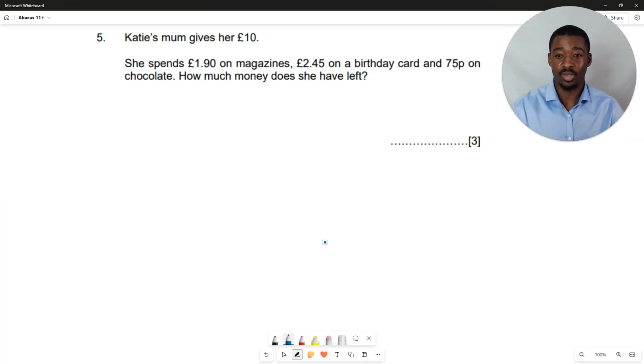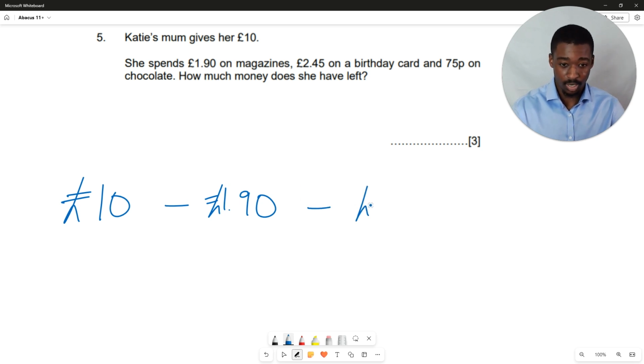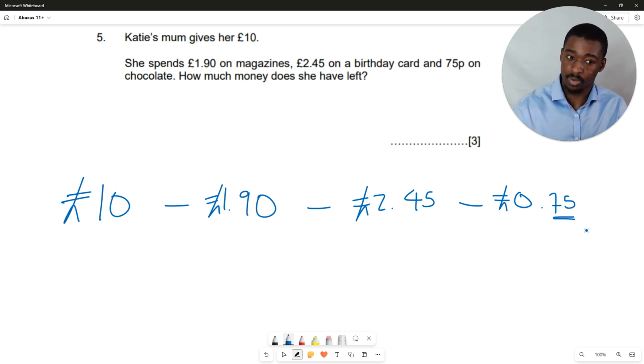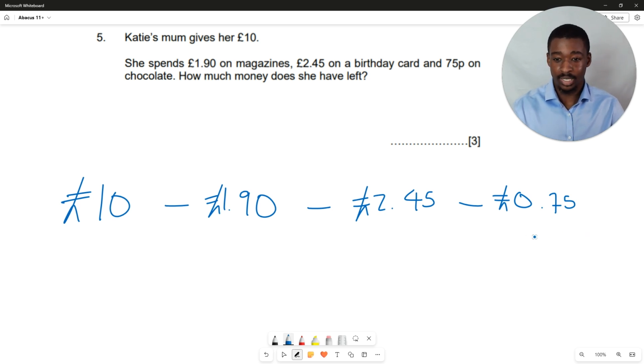So here for this question, we have to be very careful to make sure that we put everything into the same units. So Katie's mom gives her £10, right? She spends £1.90. So let's first note down the £10. She spends £1.90 on magazines. So we're taking away £1.90 from that £10. She spends also £2.45 on a birthday card, taking away £2.45. And then also she spends 75p on chocolate. So taking away 0.75 pounds, right? 75p is 0.75 pounds. How much money does she have left?